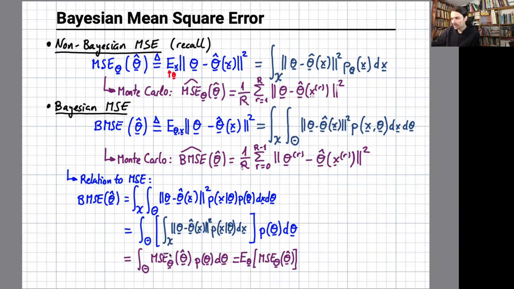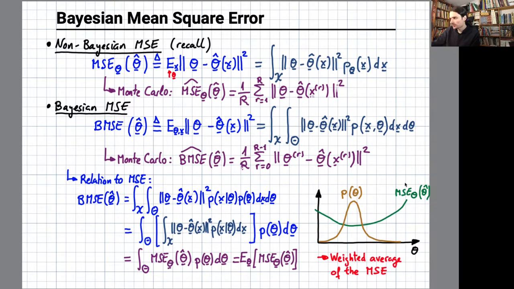So one can just write this as the MSE for this specific value of theta, right? And then we just need to integrate the MSE across theta, weighted by the prior distribution, right? So just by using the definition of expectation, this is nothing but the expectation over theta of the classical MSE, okay? So this can be visualized in this way. This green curve represents the MSE of an estimator, right? It's a function of theta. And here in yellow-brown, we have plotted the prior distribution, right? So what this integral is telling us to do is to multiply these two curves and to integrate, right?